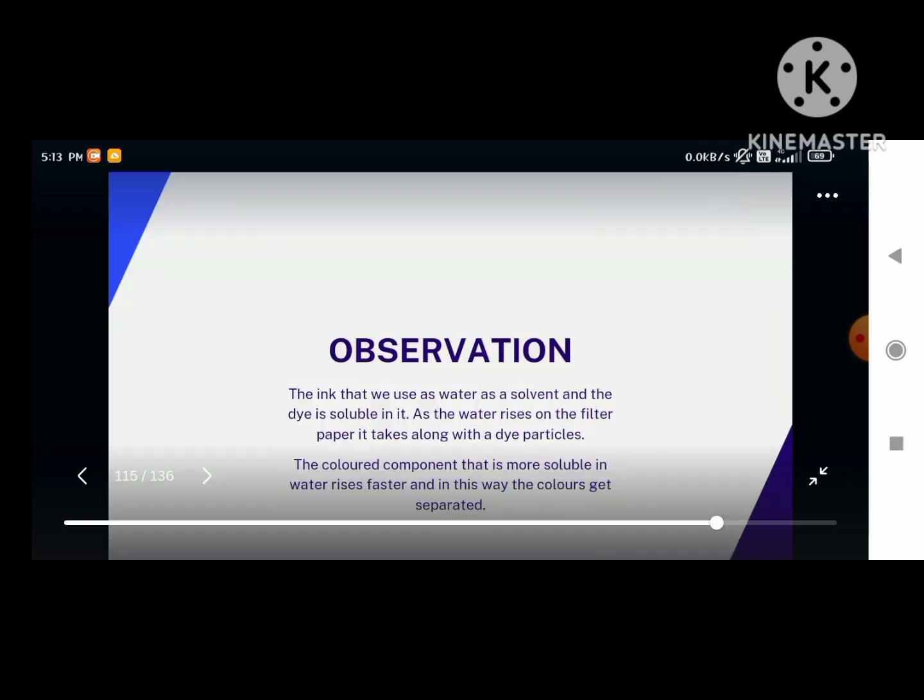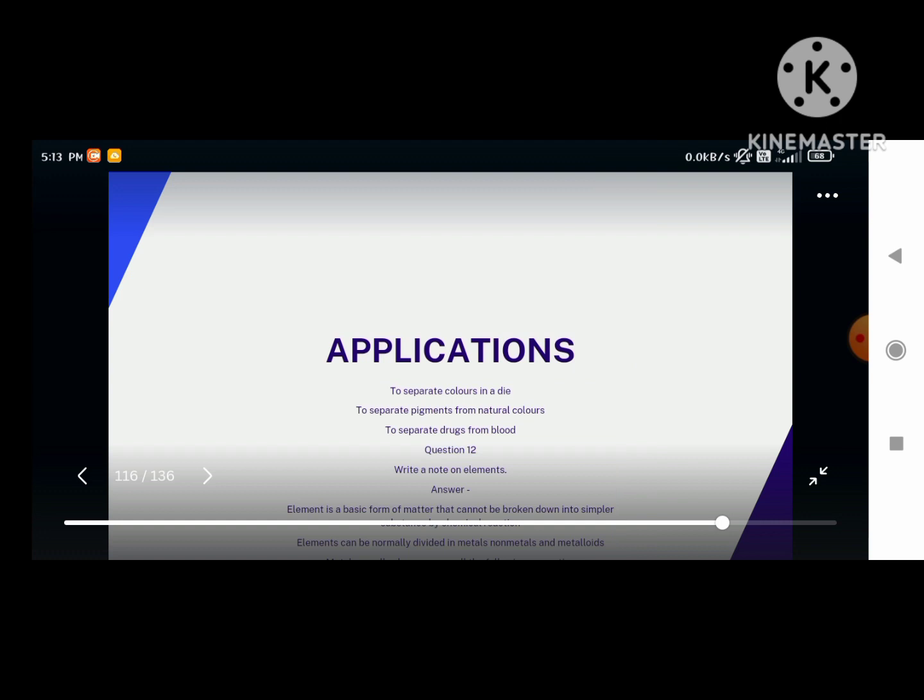This is the observation: in the ink we use, water is the solvent and the dye is soluble in it. As the water rises on the filter paper, it takes along the dye particles. The colored component that is more soluble in water rises faster. Applications are given, and then question number 12.